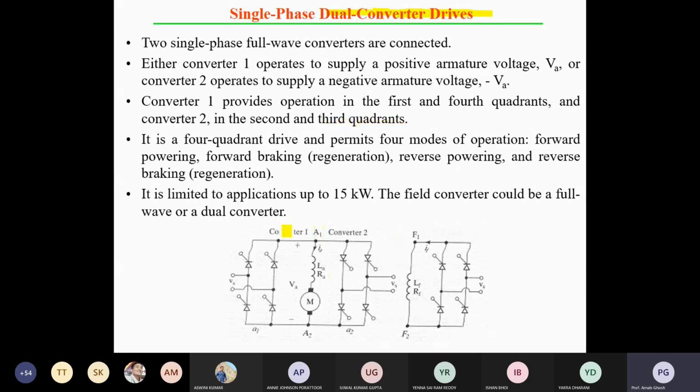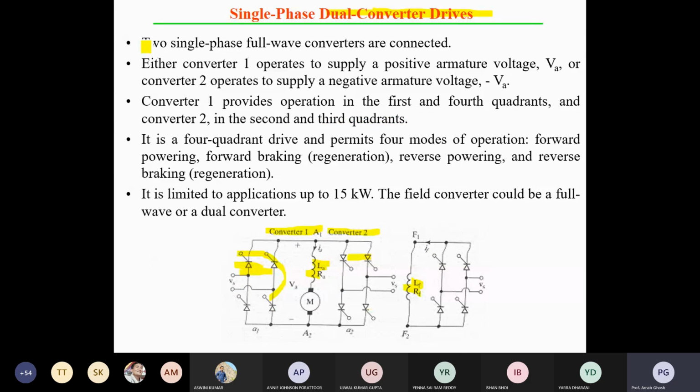Here you can see the structure of the dual converter, converter 1 and converter 2. In between them the machine, or you can say the motor, is connected. For the field, you know that another bridge circuit is there, so field terminals F1 and F2. On the input side, one converter is a full control converter, but here it is in reverse direction. So alpha 1 plus alpha 2 equals plus minus 180 degrees.